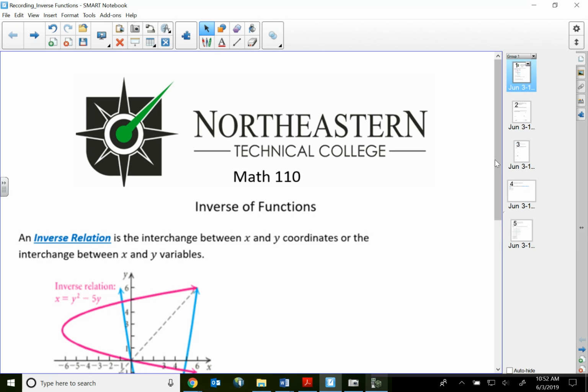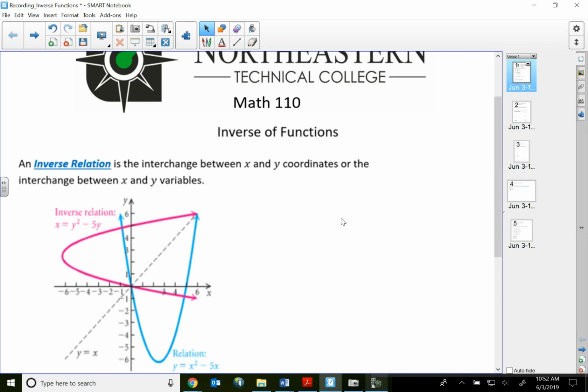Welcome to College Algebra. In this lecture video, let's take a look at inverse functions. Before I start explaining the word inverse function, I would like you to take a look at the concept of an inverse relation.